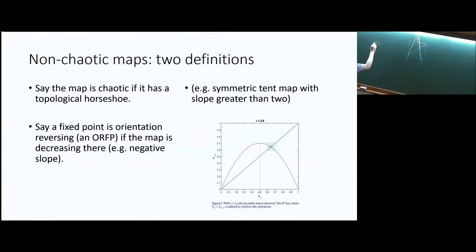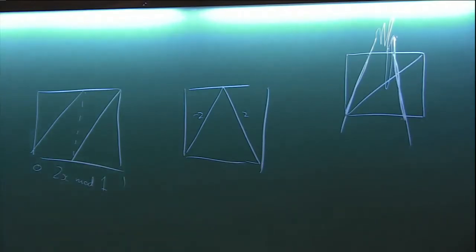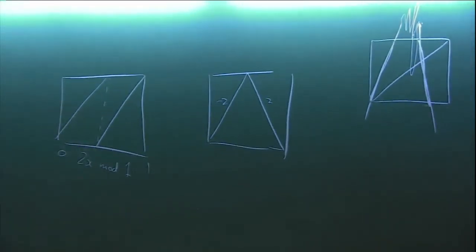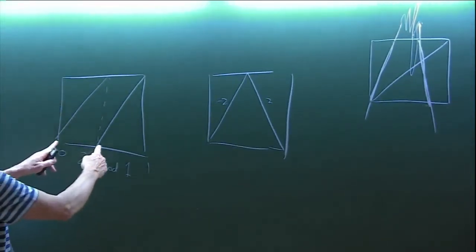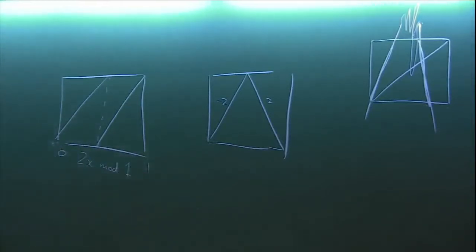Now, has anyone yet looked at the tent map with slope 2? Did anyone do that one? I haven't done that one. So this is an example, or 2x mod 1. These are very simple examples where you can show that there are topological horseshoes, because the image of this set is the whole set, the image of this set is the whole set, and so on. Slight complication here about open-closed at the endpoints, but we won't worry about that.